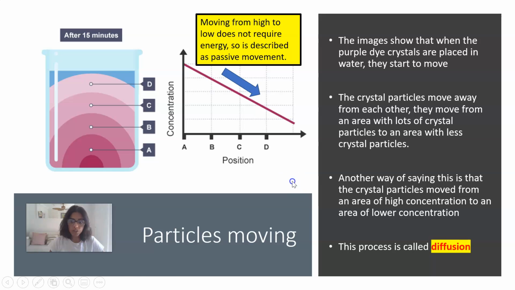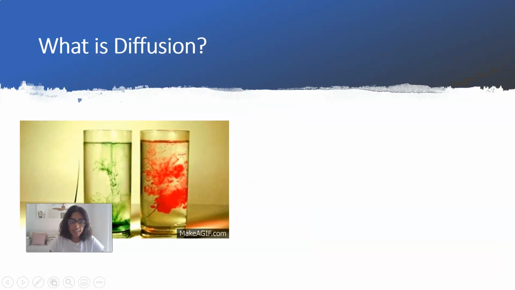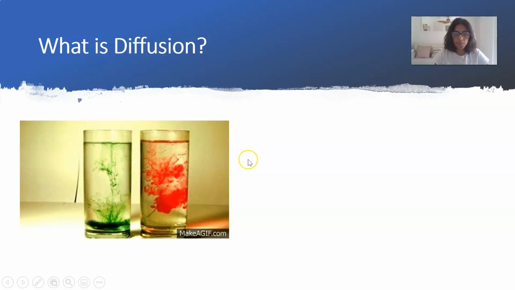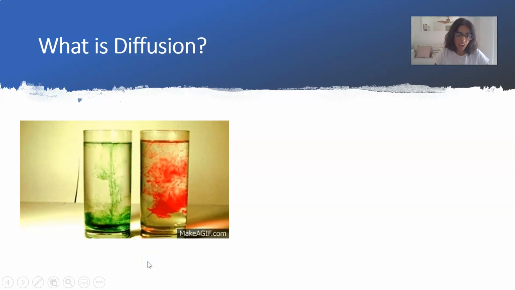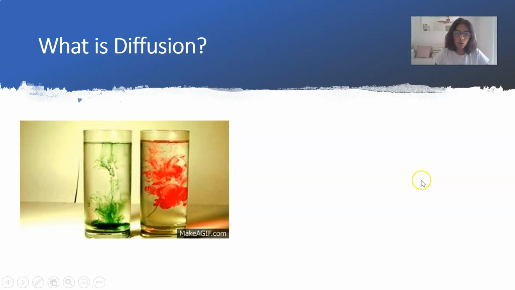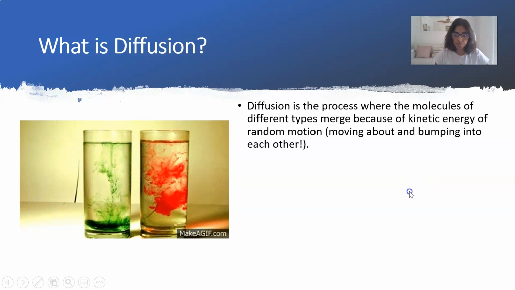Okay, so we are going to just look at this again. I've got a little image here, a little GIF to show you how that works. If we look at the dyes in the red and the green here, we can see those liquids moving, and they're moving to areas where there is no dye. So they are passively moving from a high dye concentration to a lower dye concentration.